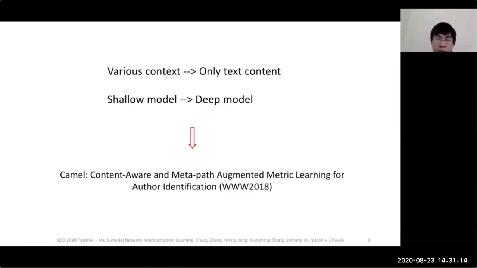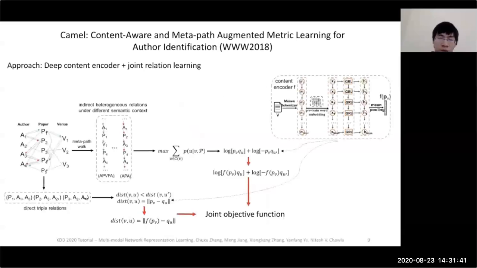Well, the previous model used various context information of paper and developed a shallow network embedding model to solve the problem. There's a following work called Camel, which only utilizes paper text information and develops a deep learning model to further improve the performance. Now let me introduce this work, content-aware and meta path augmented metric learning for author identification.